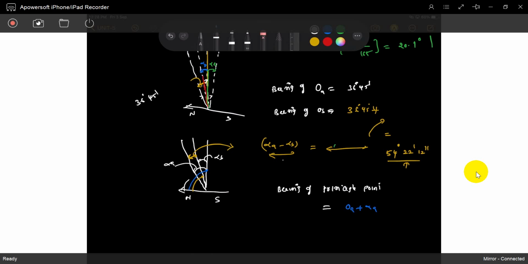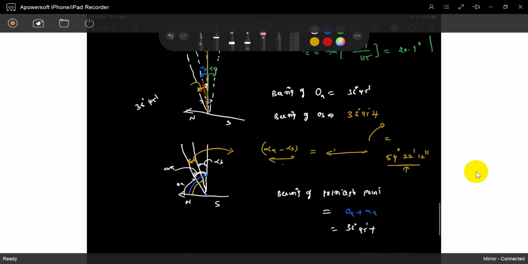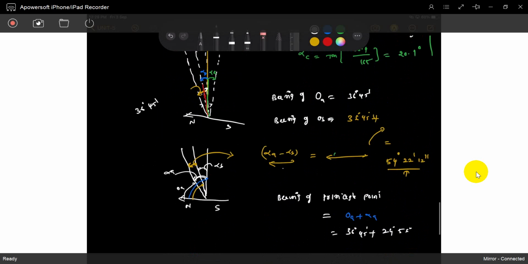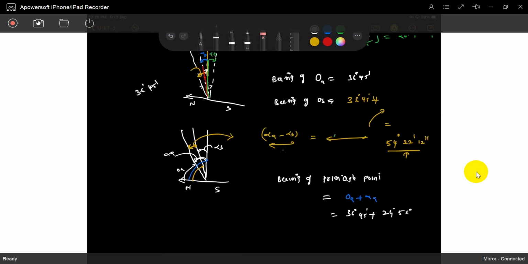This is OA. This is alpha A. That's enough. So what is that? OA is 36 degrees 45 minutes. Alpha A is what? 24 degrees 56 minutes. It's not minutes, so it will get 30 minutes like this. So this is 24.536 degrees. So what is that value? 60, 61 degrees something you will get.